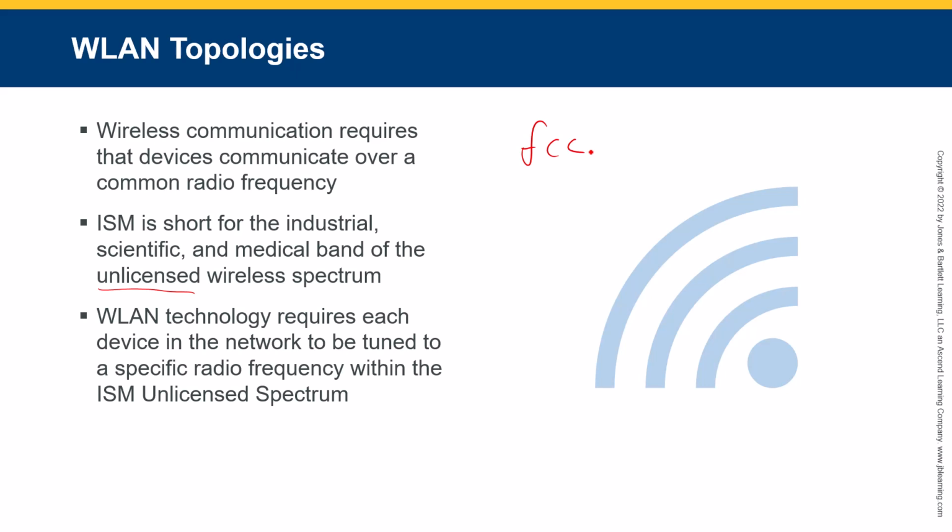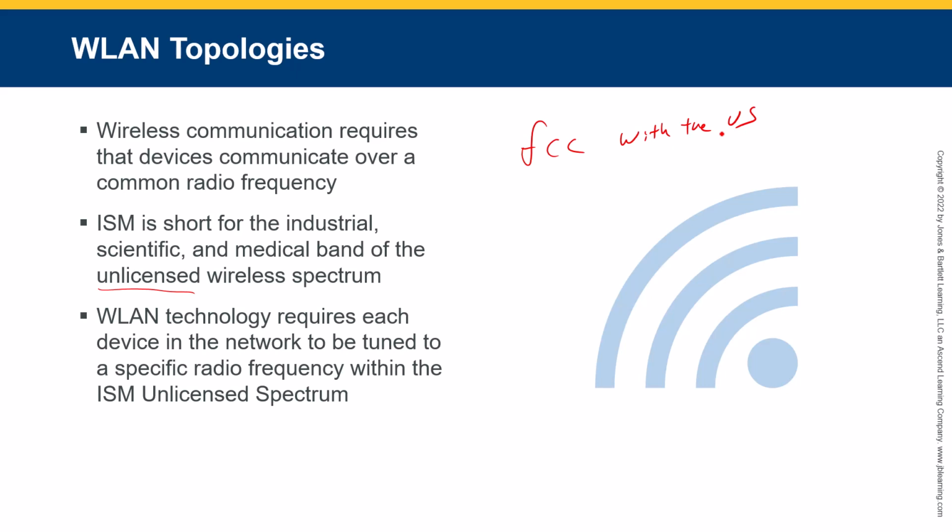The Federal Communications Commission. And they are dealing with the licensing of the wireless spectrum within the U.S. So within the U.S. If you go to Canada, FCC is not going to be there.